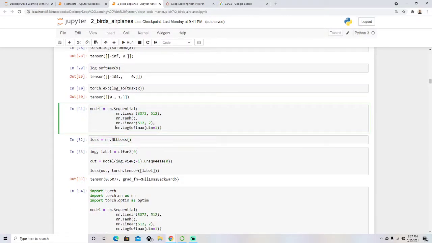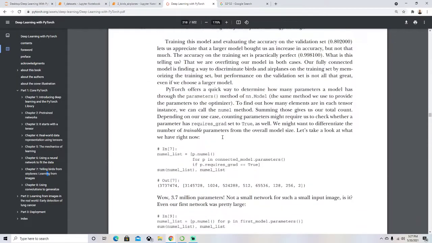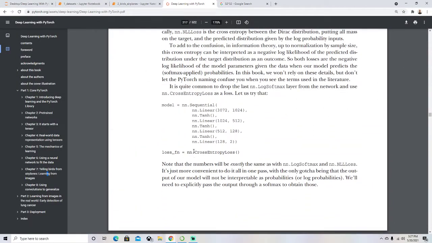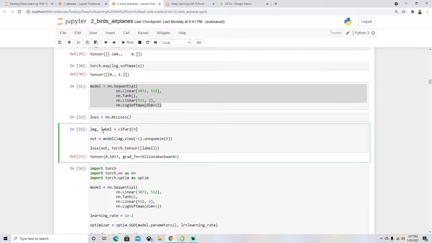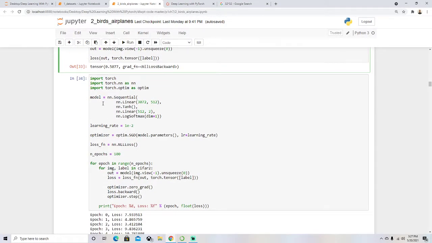So remember, one thing we could have done is just delete this and have the cross entropy loss function there. And that's how that's written. But we're doing it this way, so that's fine. Here we're calling this image and that label, and calculating the loss. We haven't performed any training of our model yet, and here is where we will train the model.